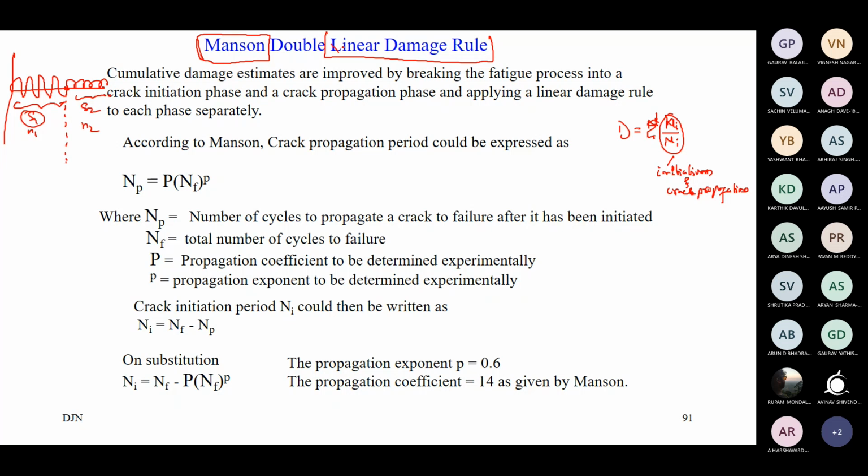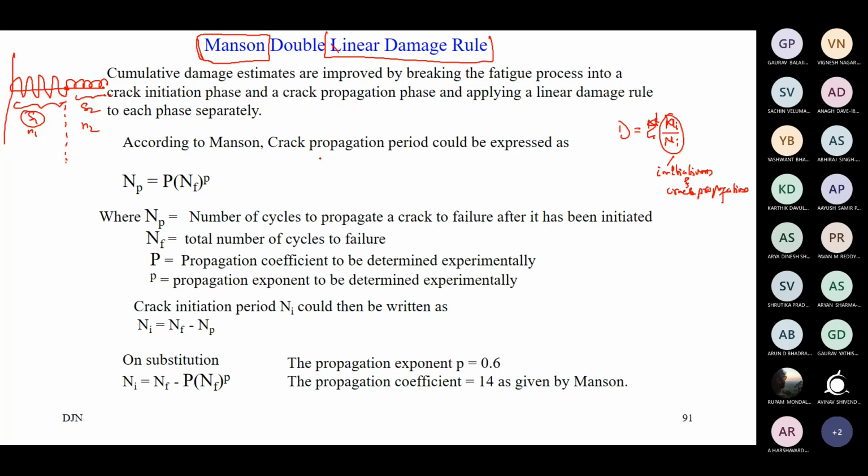Okay, straightforward, we have the simple linear rule and the double linear rule. With the persons who invented or provided these postulates, we give the name. The first theory is known as Palmgren-Minor's rule, and the other one, who incorporated the crack propagation concept into the simple linear rule, is Manson, and therefore this theory is known as Manson double linear rule.